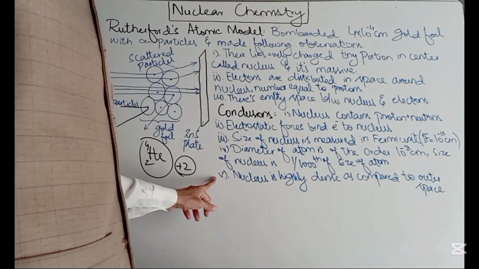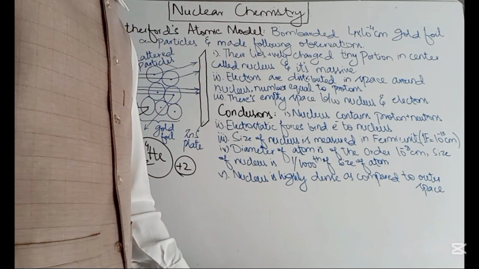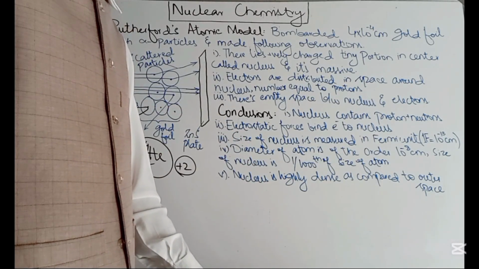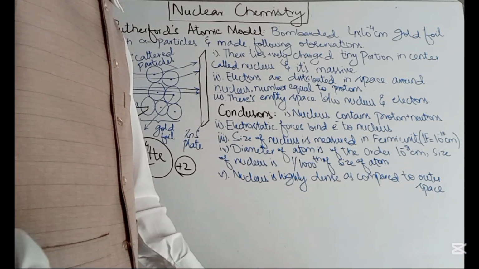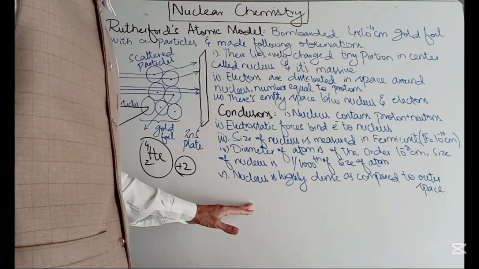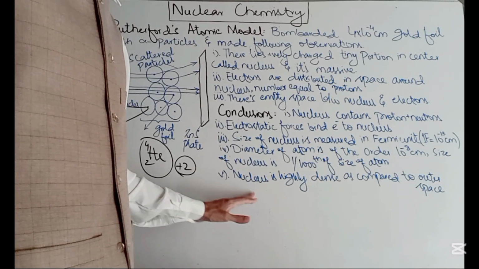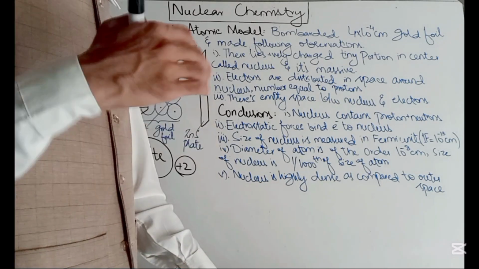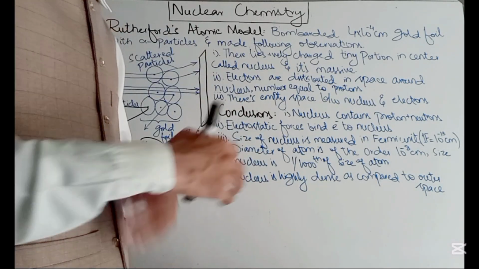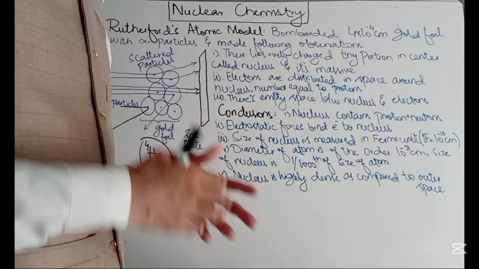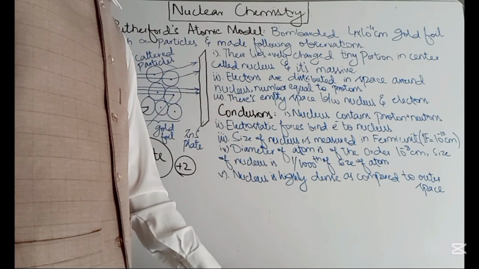The nucleus is highly dense as compared to the outer space, because the nucleus contains nucleons, protons and neutrons, and these are massive particles as compared to the electrons. So the density and the mass of the nucleus is very much greater than that of the outer space of the atom. So this was all about the Rutherford's atomic model.